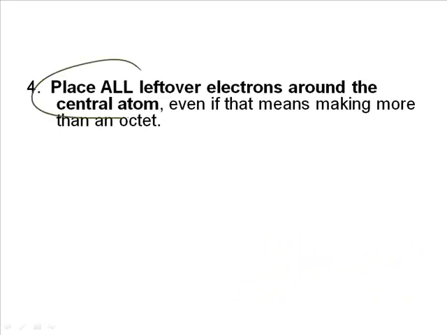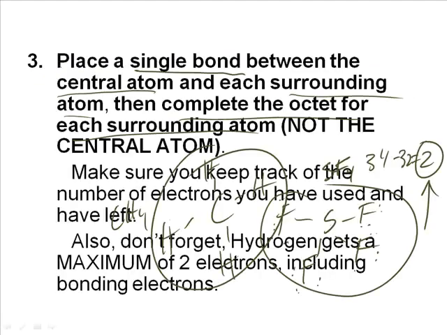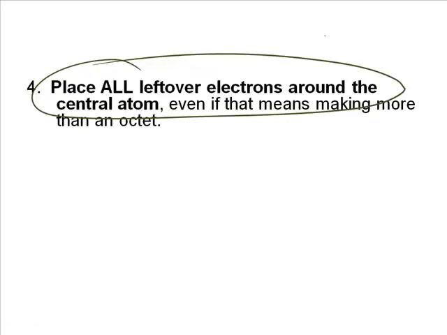And then if you do have electrons left over, you have to place them around the central atom. So like on SF4, we completed the octet for the fluorines, but then we had 2 left over. So when you do that, you have to put the extra ones on the central atom. Okay, water is an excellent example of that.